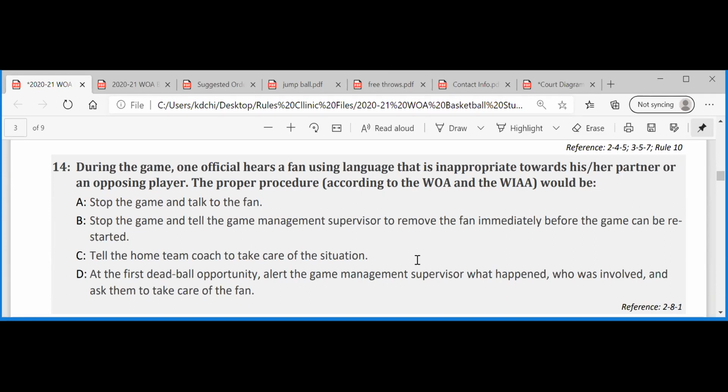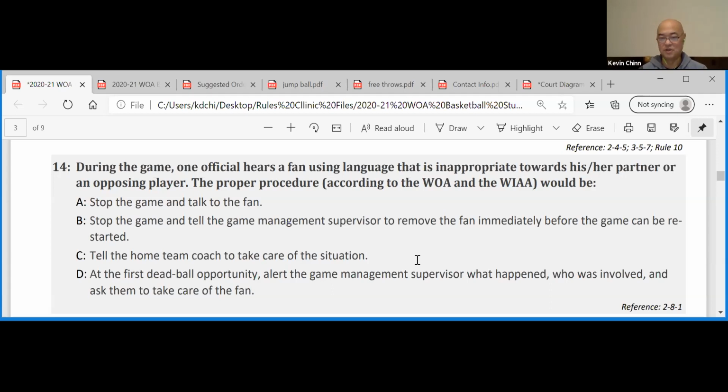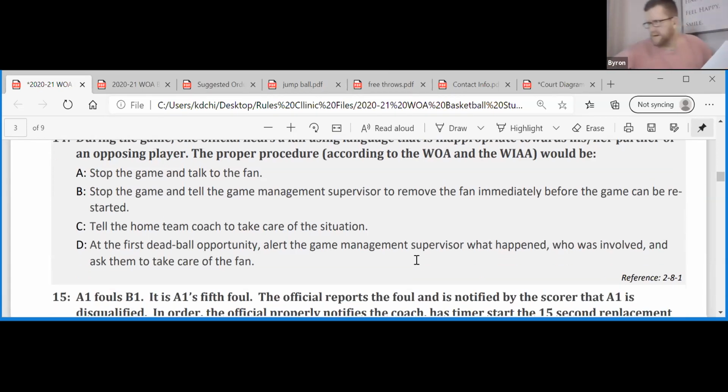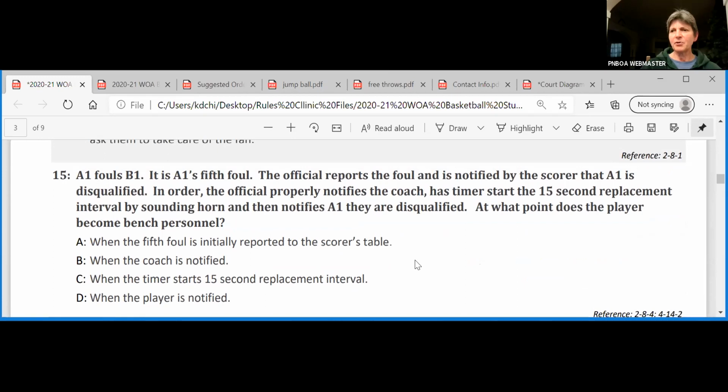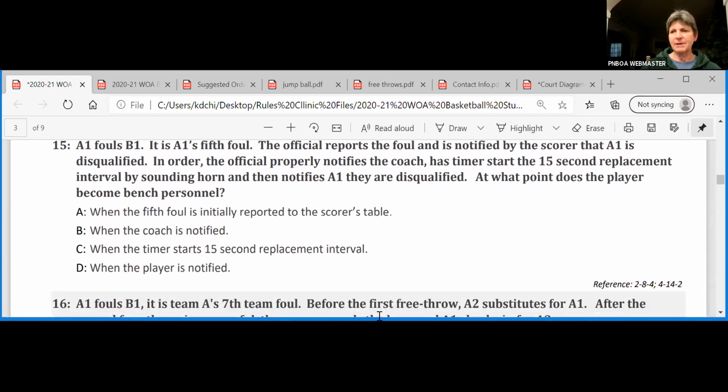Is he required to leave? That's up to the game management. You let them decide. Sometimes they'll let them stay, but they'll sit next to them so they don't say anything. So it is D. Next: don't ever take it upon yourself to point at a fan and tell him to leave the gym. That's bad, don't do that. I did it once a long time ago and I learned my lesson.